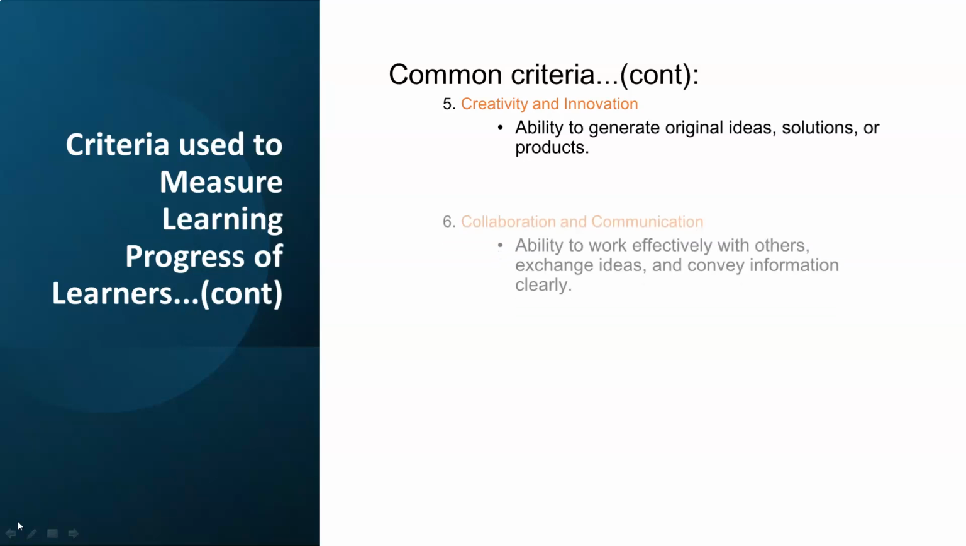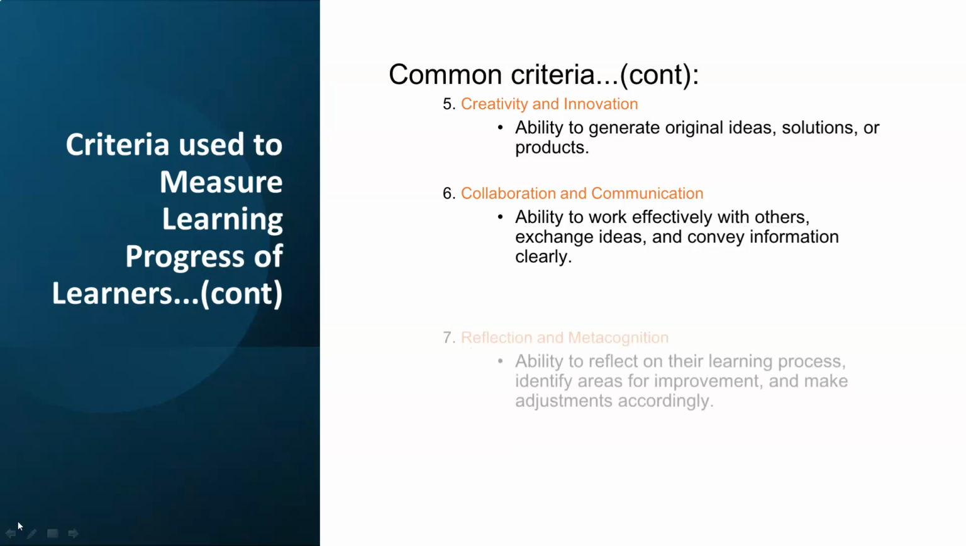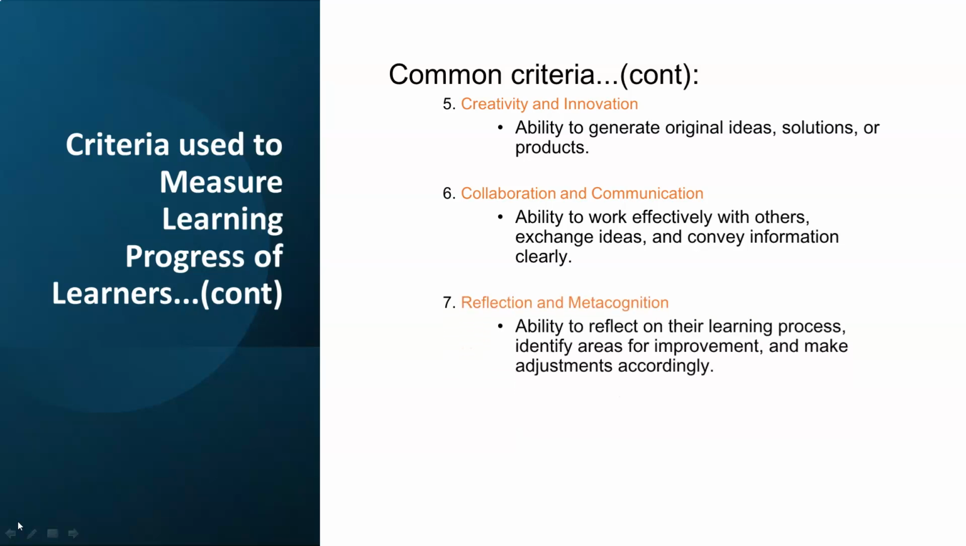6. Collaboration and communication. Measuring learners' collaboration and communication skills involves evaluating their ability to work effectively with others, exchange ideas, and convey information clearly. Criteria for collaboration and communication may include active participation, listening skills, respectful interaction, and ability to contribute constructively to group work or discussions.